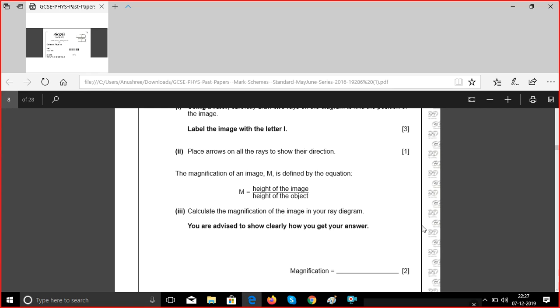Right, so calculate the magnification of the image in your ray diagram. Since you have drawn this in Paint, I don't think you'll be able to calculate the exact centimeters, but you can take a general measurement. You can calibrate your y-axis, labeling it with equal intervals. That will help you calculate the length of the image and object.